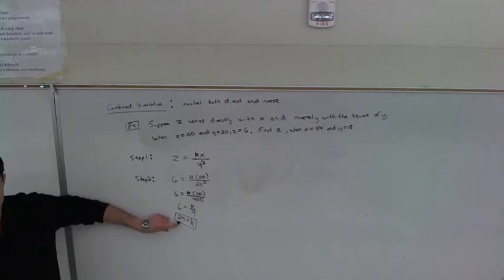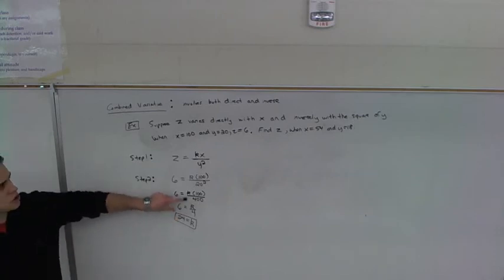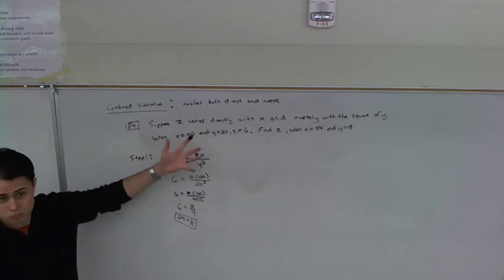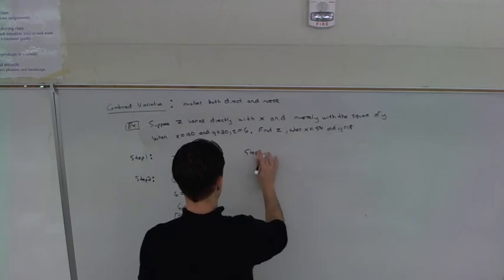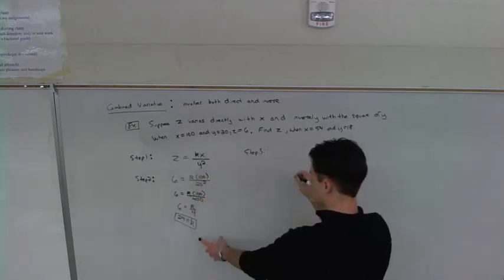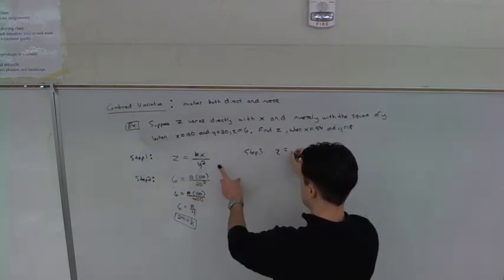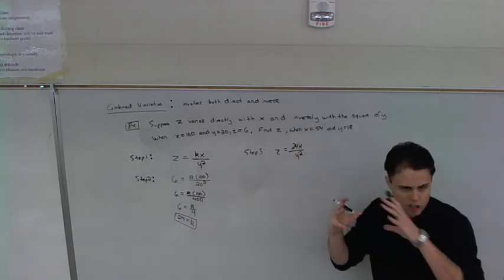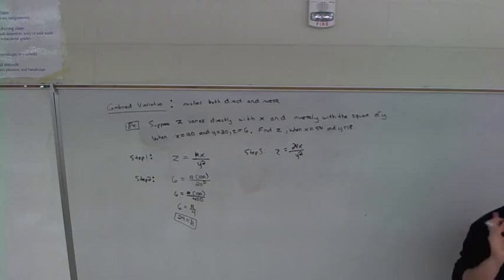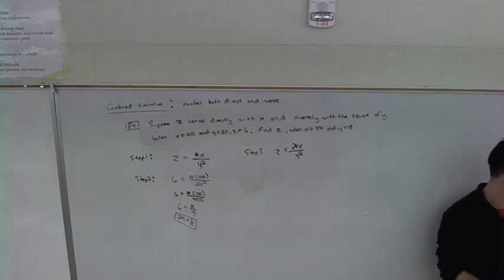So we got k. Now just take it, put it there, and you're done, pretty much. So step 3 is use what you got. So I'm going to put it in, z equals 24x over y squared. There's my finished relationship. It's done. I know exactly what the constant is, and I can use it for stuff.